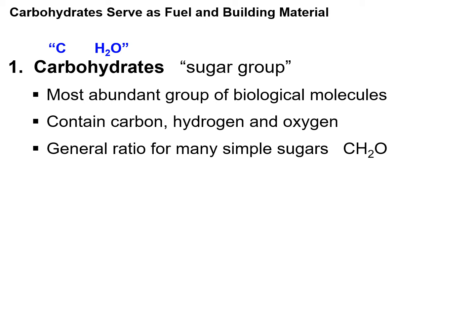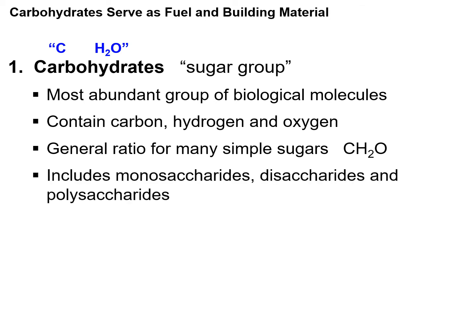As carbohydrates range greatly in their complexity, we will consider the 3 main types of carbohydrates: the monosaccharides, or simple sugars, the disaccharides, or double sugars, and the polysaccharides, also known as complex sugars.